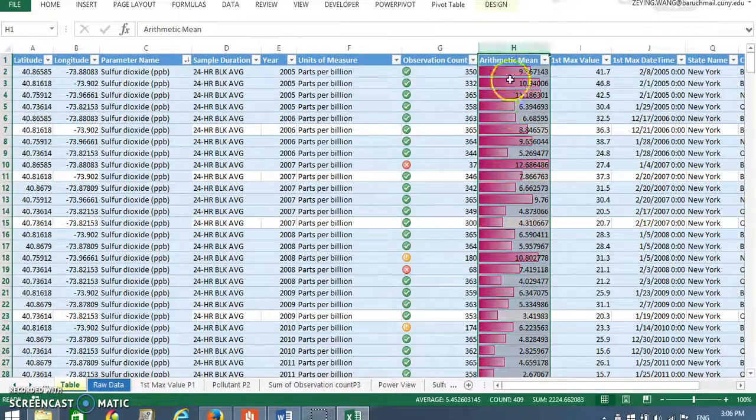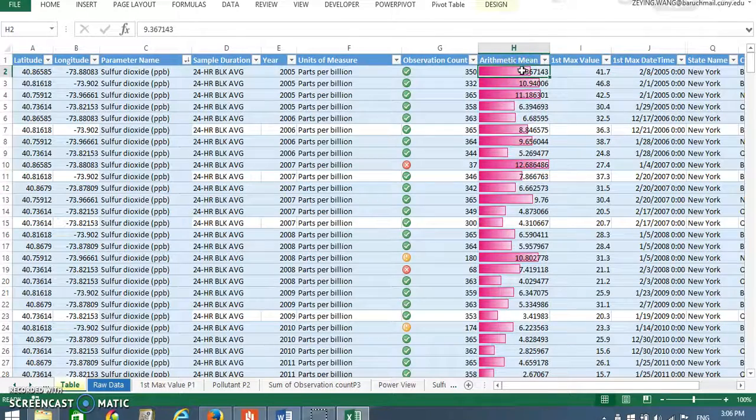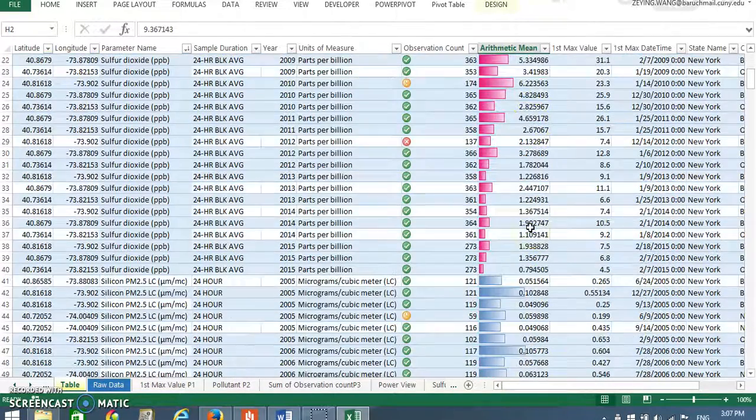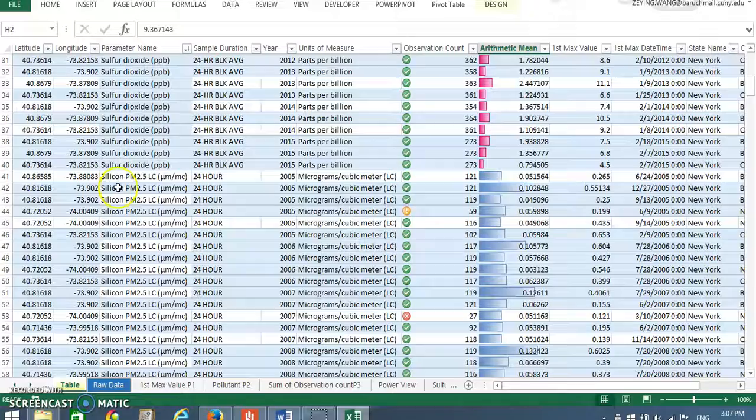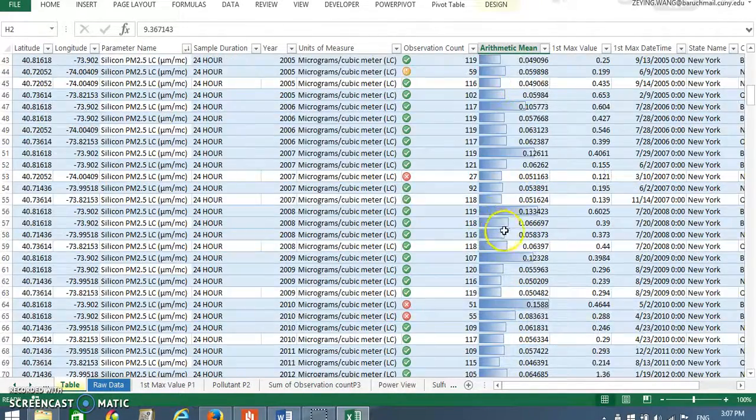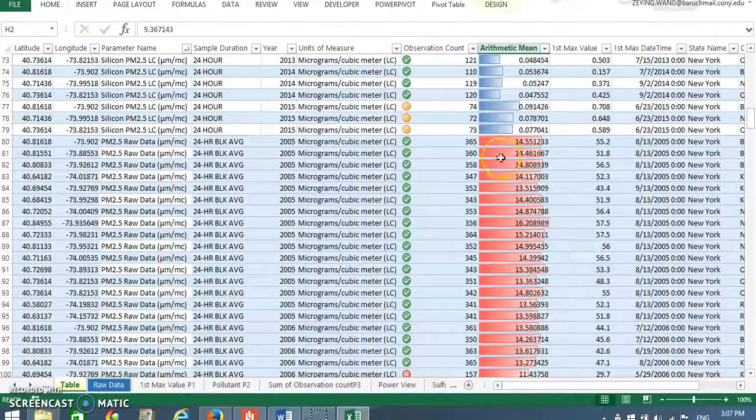The next column is arithmetic mean, which describes the average value of the parameters for a year. I applied bars conditional formatting for this column so that we can see the differences of the amount. I also distinguished different types of pollutants by using different colors, which avoids ambiguity.